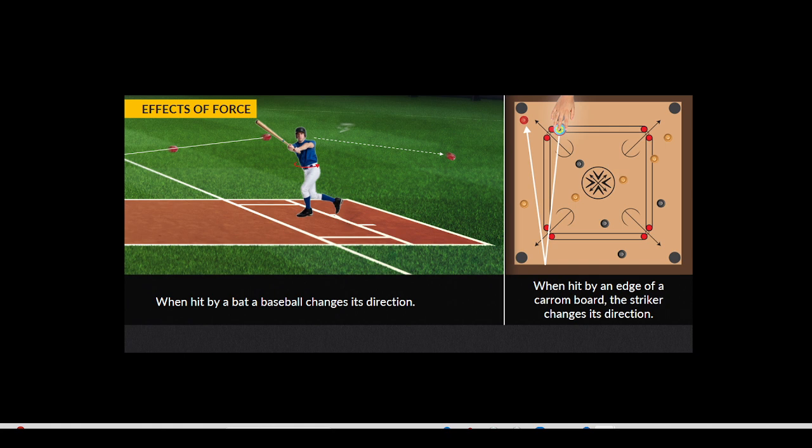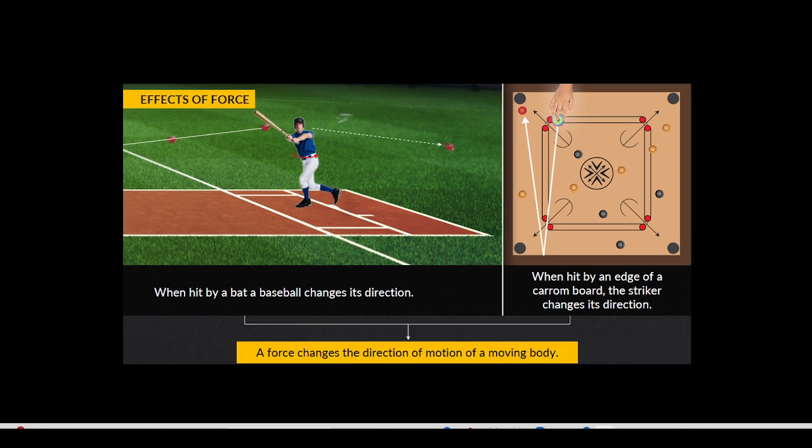Next, like you said, when hit by a bat, a baseball changes its direction. Similarly, when hit by an edge of a carom board, the striker changes its direction, right? Hitting is nothing but force. So what can force do? Can you read this written in yellow? The force changes the direction of motion of a moving body.